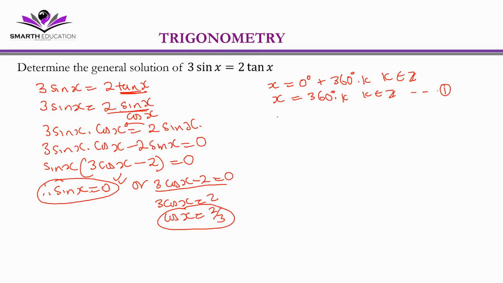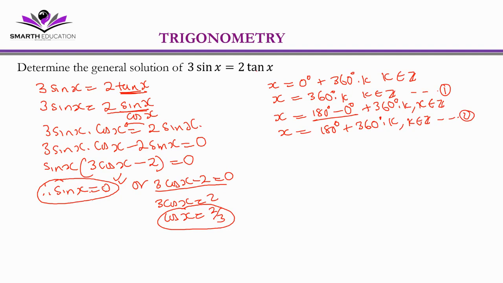In the second quadrant, x is equal to 180 degrees minus 0 degrees. Remember, 180 minus the reference angle plus 360 times k, where k is an integer. So this becomes x is equal to 180 degrees plus 360 degrees times k, where k is an integer. That's the second one. We're done with this one.